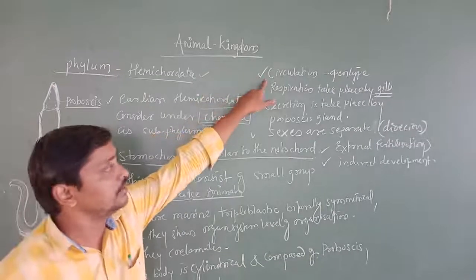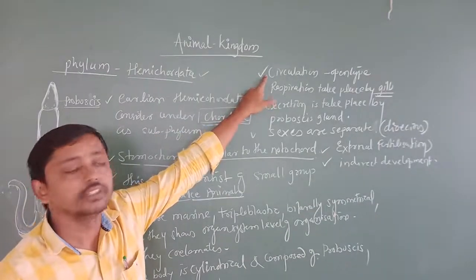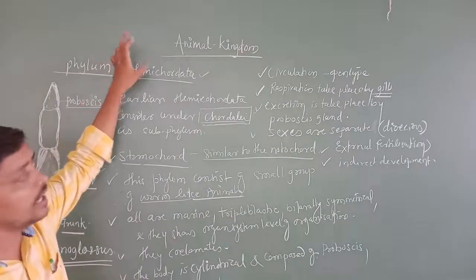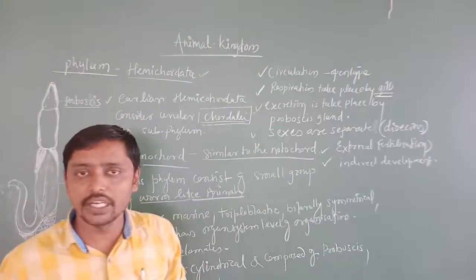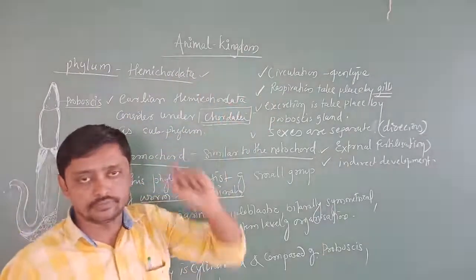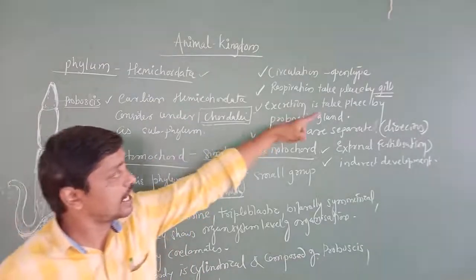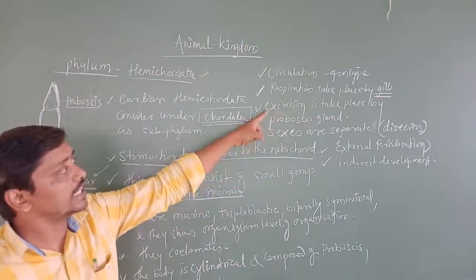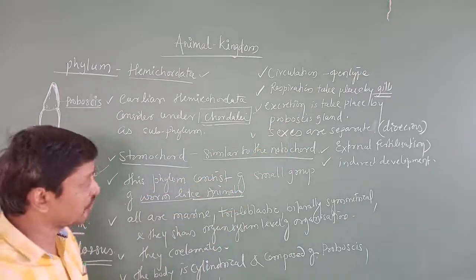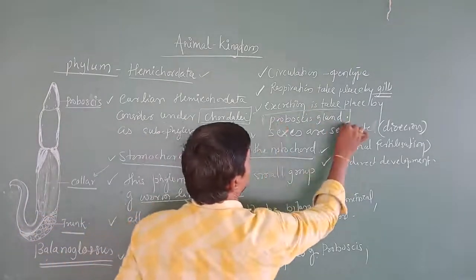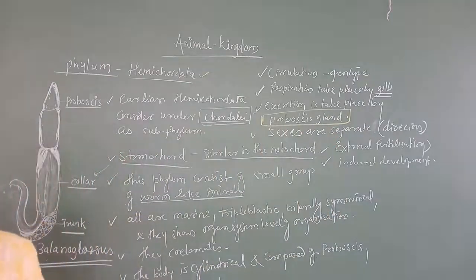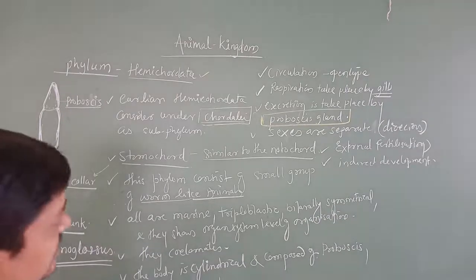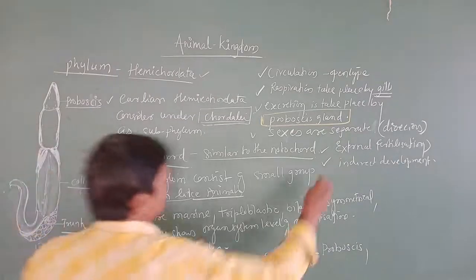Next, we are going to discuss the physiology. One is circulation. The animals which come under Hemichordata show the open type of circulation. Next, respiration. In these organisms, respiration takes place by gills. That is also very important. Excretion takes place by proboscis gland. This is an important question for 1 mark. What is that? Proboscis gland.